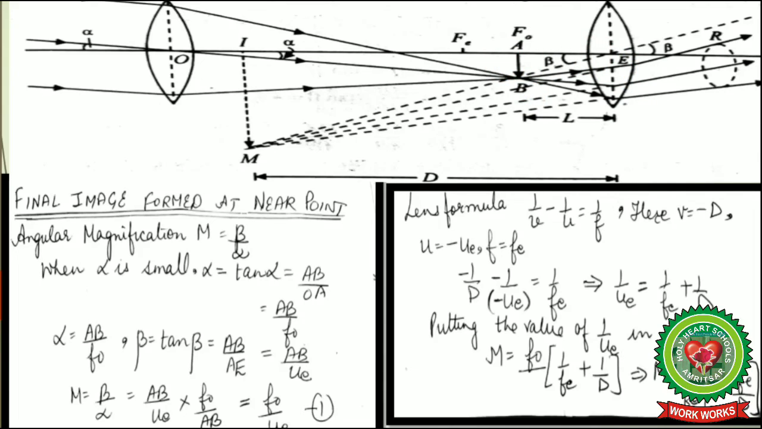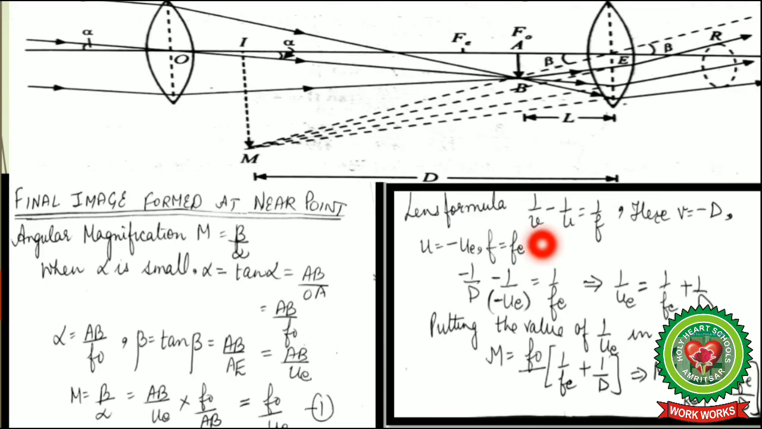Now using the lens formula, 1 over V minus 1 over U equal to 1 over F. Here V is equal to minus D, as we have taken the condition that the image is formed at near point. The near point is here D, which is called as least distance of distinct vision. Now U here is minus UE and F here is FE.